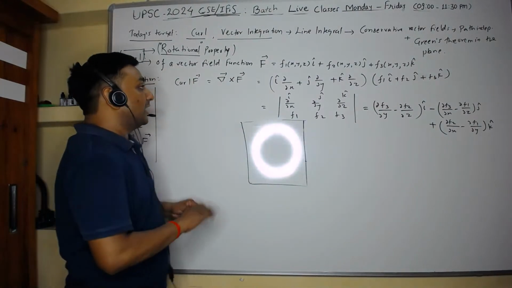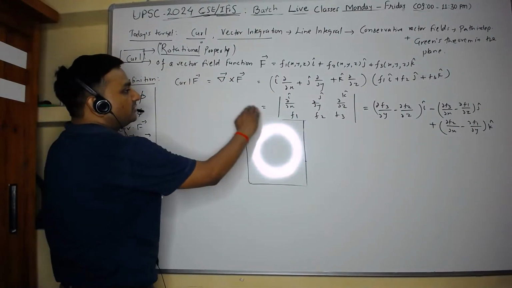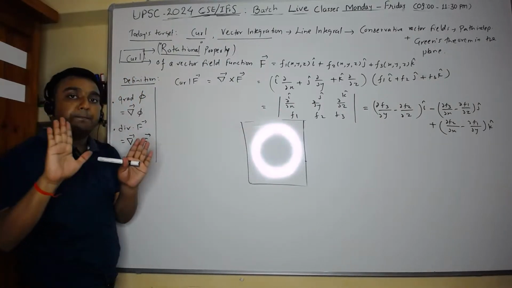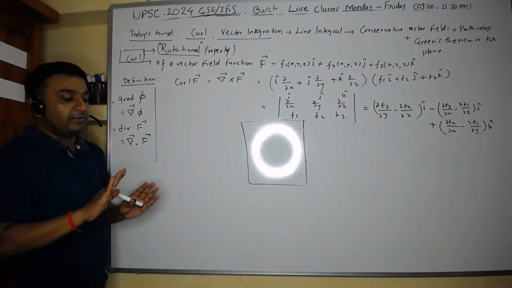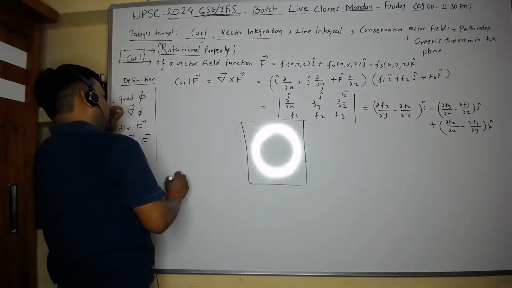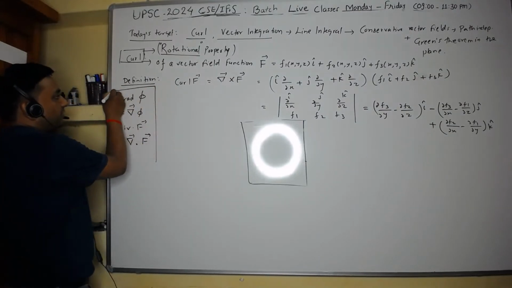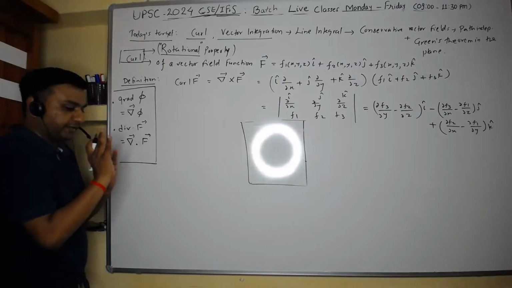So things are like this. I am writing the things in a very articulated manner. There is no hurry in my mind. Okay, so that is the definition for the curl vector.